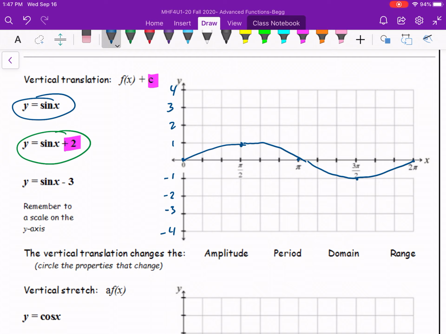So, +2, C value moves everything up by 2. So this point moves up by 2, this one up by 2, and so on. All the points move up by 2. And the graph has exactly the same shape when you're doing a shift. It's just up higher in this case. This one's got a C value of -3. So I'm going to take my blue graph and shift all the points down by 3.